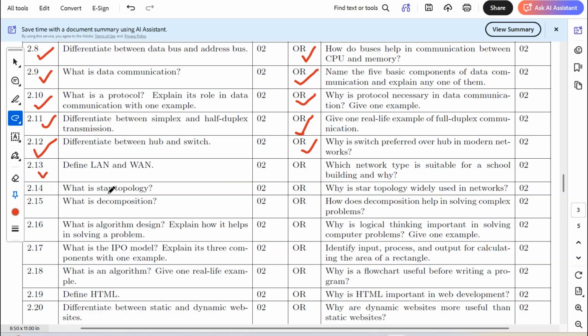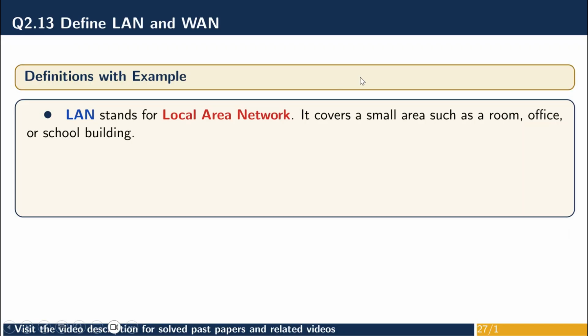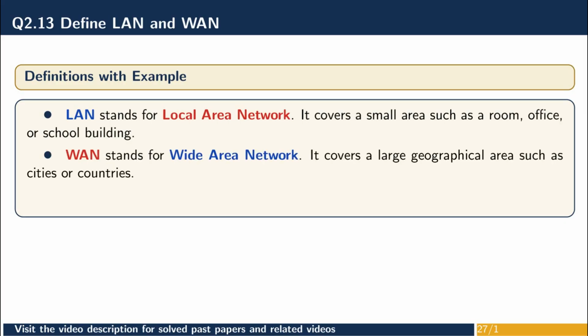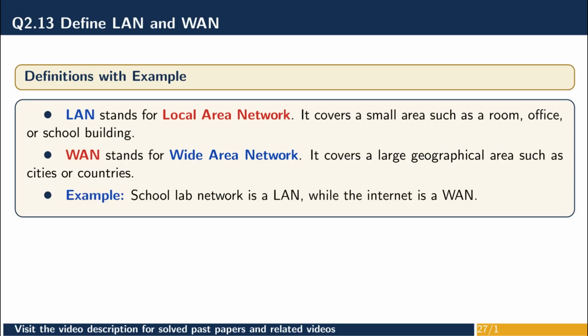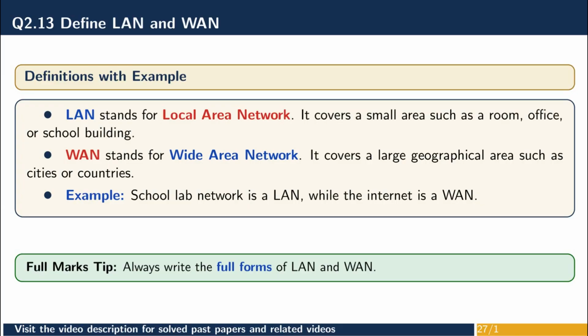Question number 2.13. Define LAN and WAN. LAN stands for Local Area Network. It covers a small area such as a room, office, or school building. WAN stands for Wide Area Network. It covers a large geographical area such as cities or countries. Example: a school lab network is a LAN, while the internet is a WAN. Full marks tip: always write the full form of LAN and WAN.